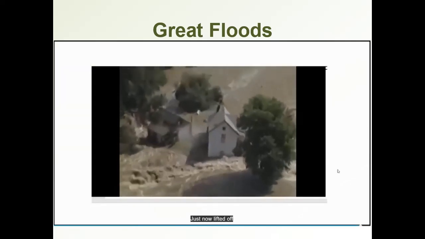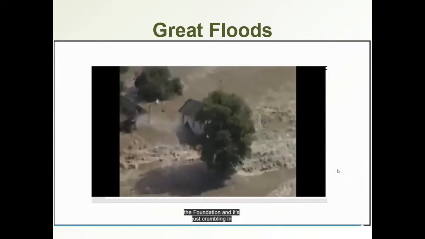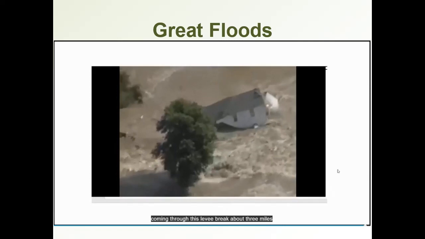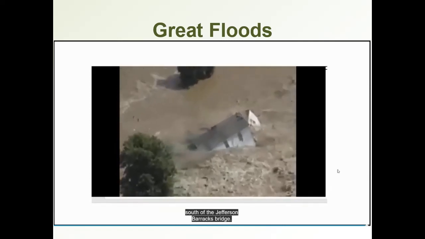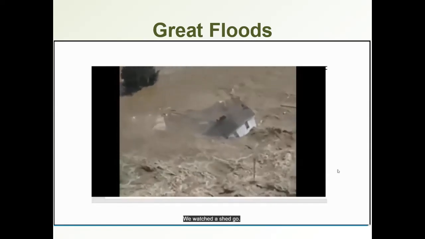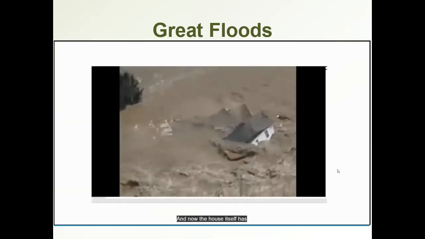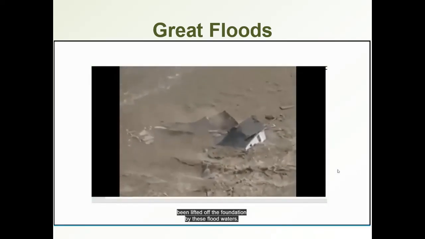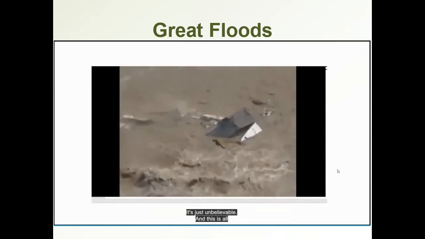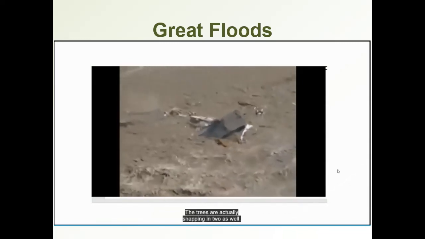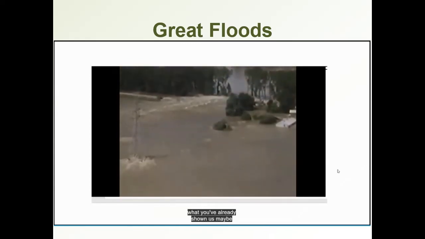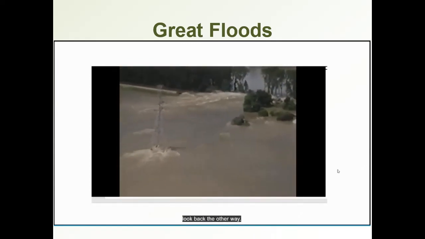Just now lifted off the foundation, and it's just crumbling in the rapid and the violent waters here that are coming through this levee bridge about 3 miles south of the Jefferson Barracks Bridge. We've watched the silos go, we've watched the barn go, we've watched a shed go, and now the house itself has been lifted off the foundation by these floodwaters. It's just unbelievable. And the trees are actually snapping in two as well. It's just a tragedy. Alan, in relationship to what you've already shown us, maybe Joe can get a wider shot and look back the other way.